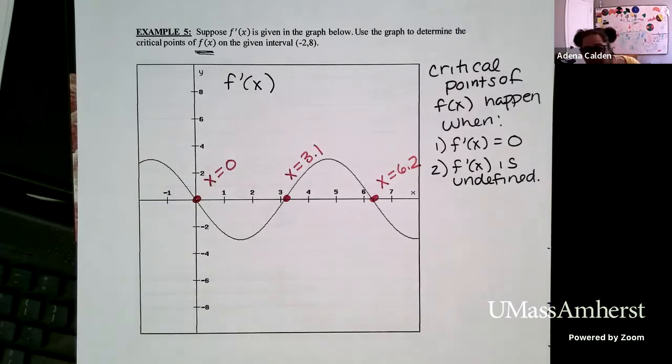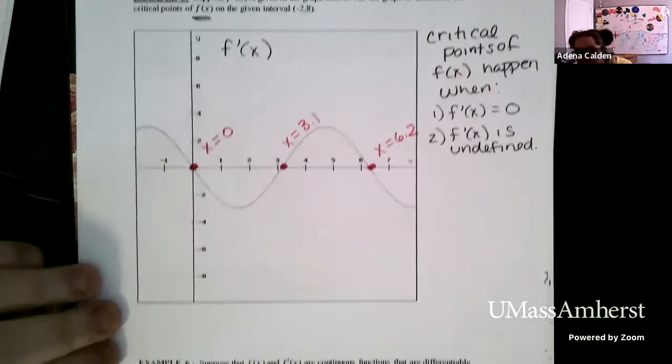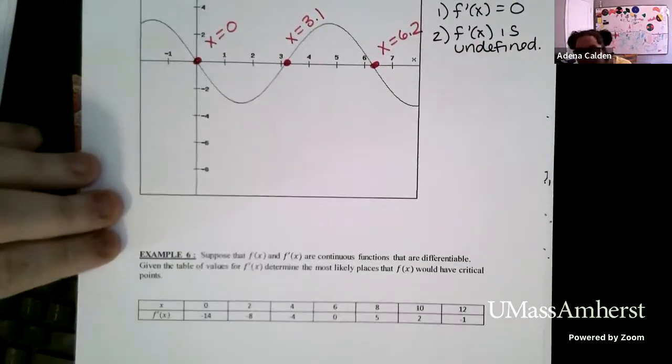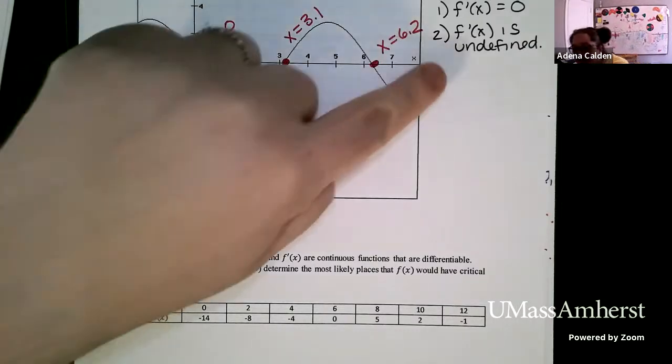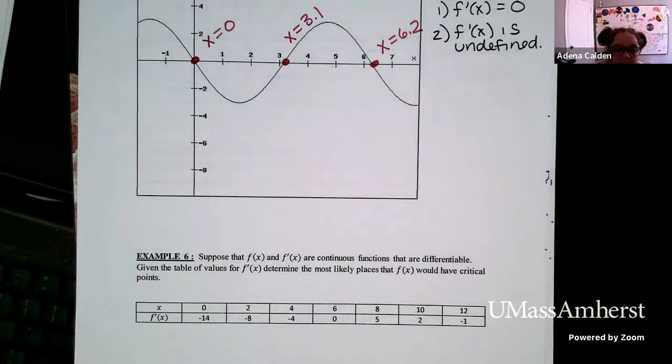The next example is similar, but now we have a table. And so we're going to ask the question, how do we use the information from the table, which gives us information about the derivative, to talk about the original function? So in this scenario, f of x and f prime of x are continuous functions that are differentiable. They're both continuous, so we don't have an undefined situation. Given the table of the derivative values, determine the most likely places that f of x would have critical points.